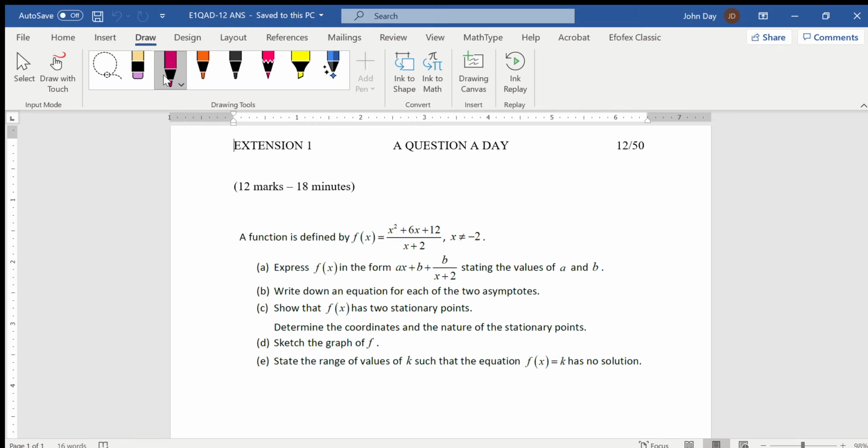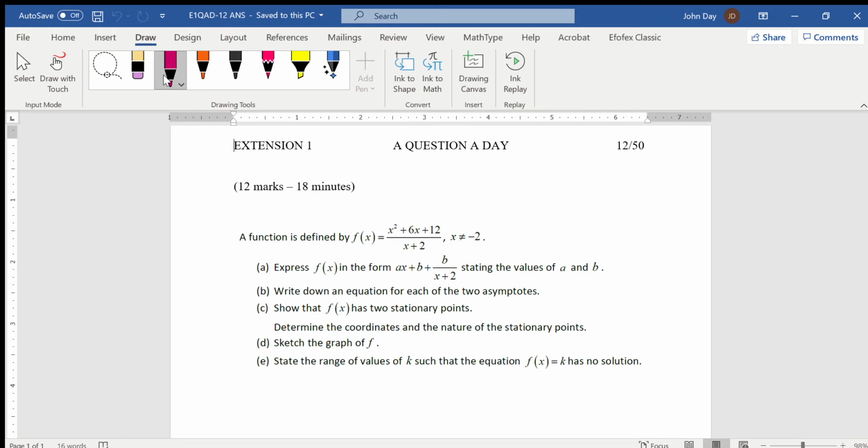So we have this function which is a quadratic divided by a linear, and they've stated x can't be -2 or it would make that denominator 0. The first thing they've asked us to do is express that function in the form (ax + b)/(x + 2), stating the values of a and b.